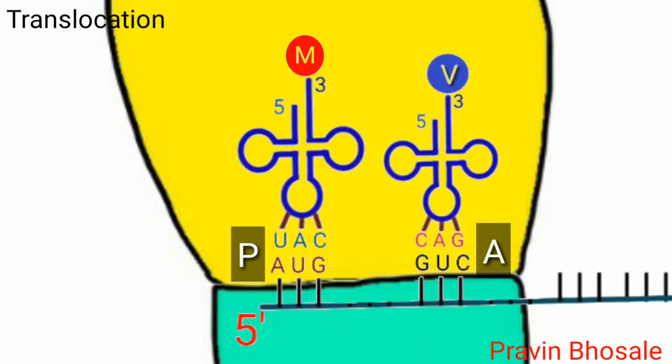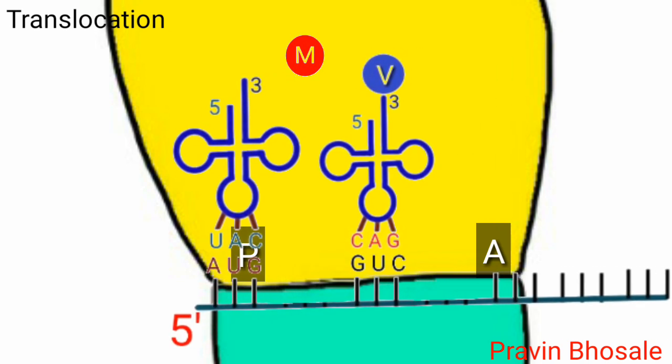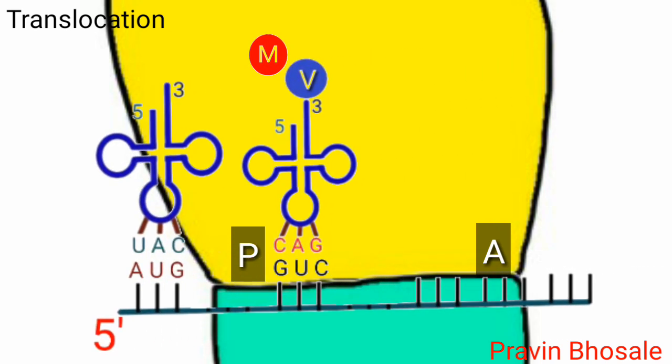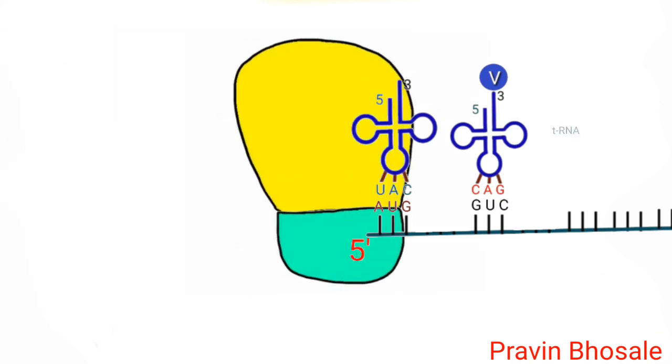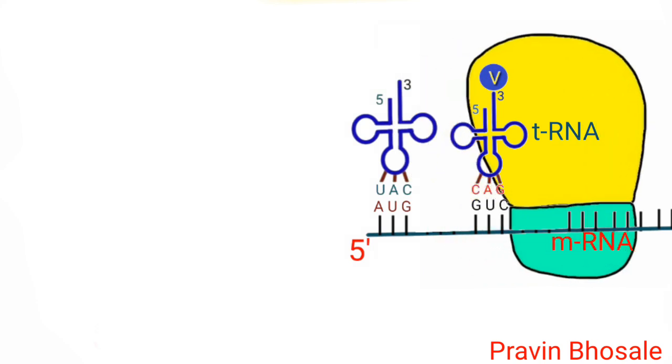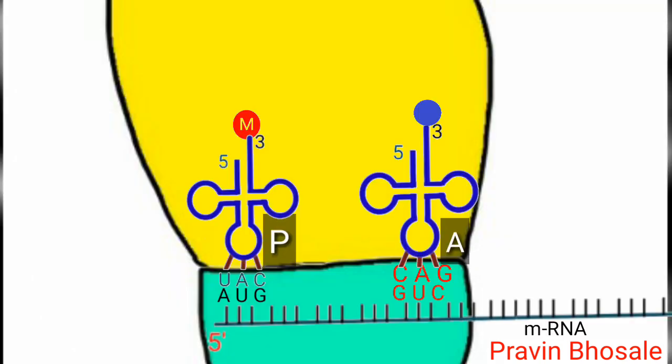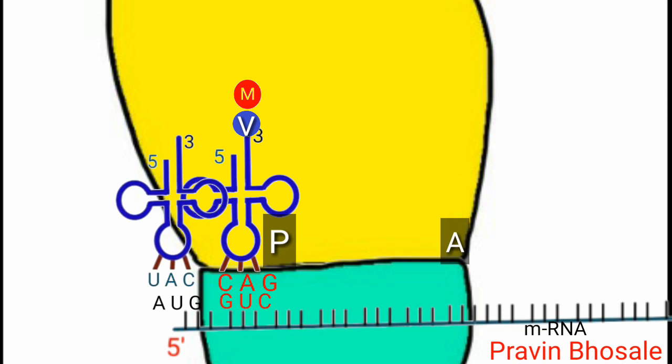Translocation. The tRNA at the A site carrying a dipeptide moves to the P site. This process is called translocation. In translocation, both the subunits of the ribosome move along in relation to tRNA and mRNA. Hence, the tRNA carrying the dipeptide now gets positioned at the P site of the ribosome, making the A site vacant.